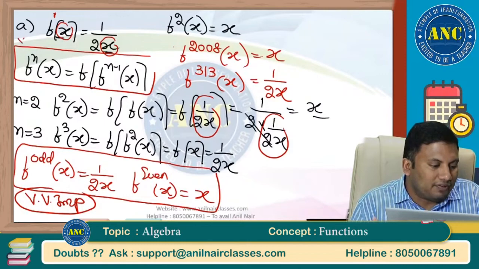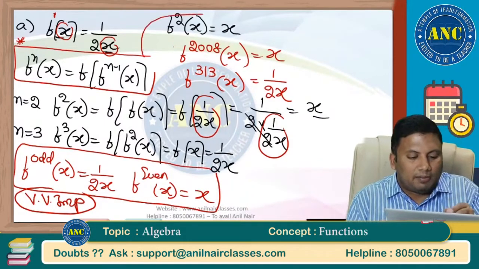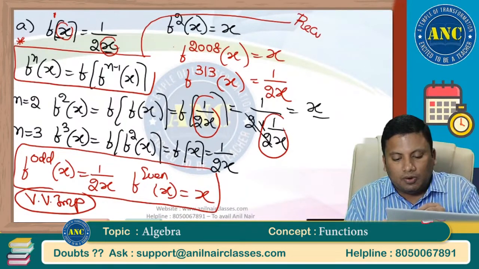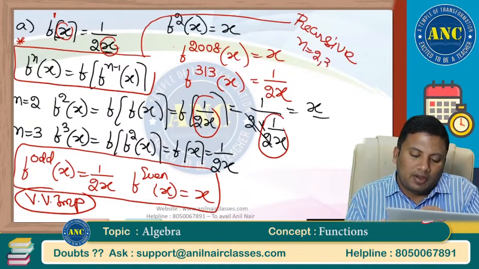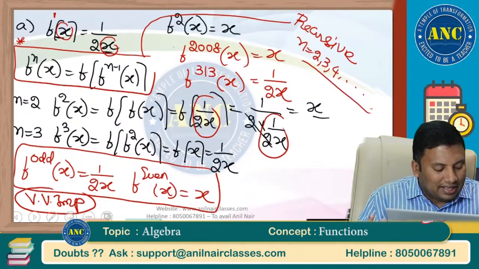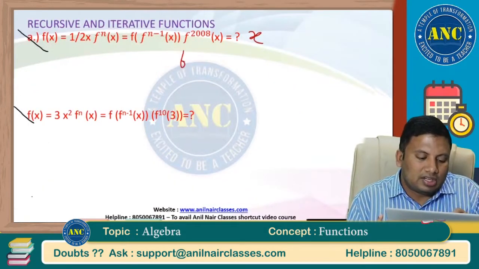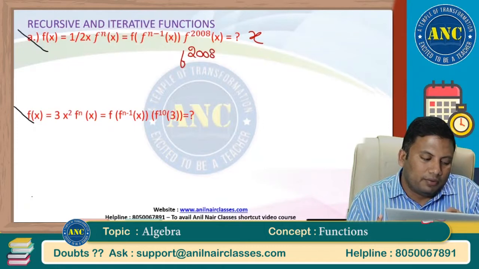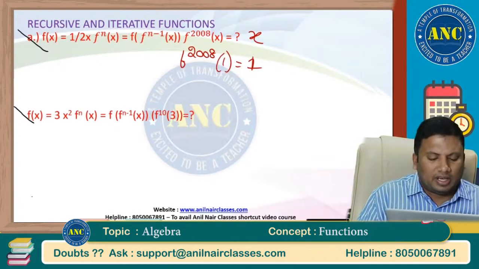That means if this function, fn of x equivalent to f of fn minus 1 of x, is used recursively with n value 2, n value 3, n value 4 and so on, I hope the idea is clear. The answer for this question is nothing but x. Instead of x, you can give any value. This is nothing but f2008 of 1 is 1. You can put any value.